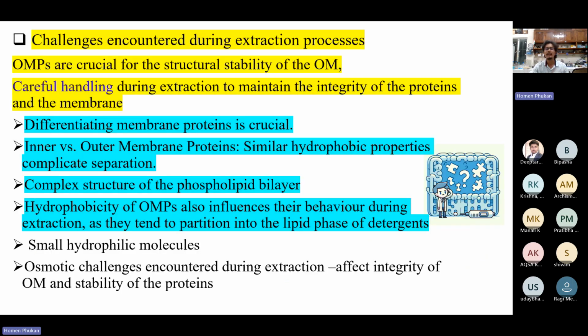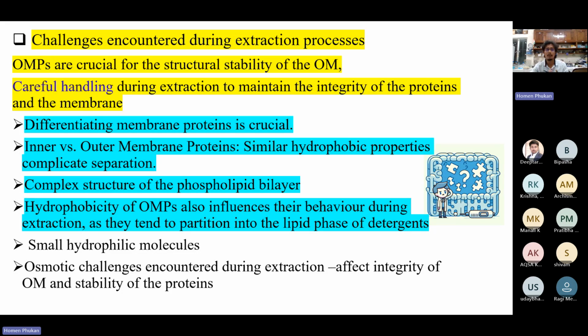Many scientists face challenges in extracting outer membrane proteins. Since outer membrane proteins are crucial for the structural stability of the outer membrane, great care is needed while extracting them, to maintain the protein's structural integrity as well as the membrane's. Problems come in differentiating the inner membrane from the outer membrane, because they have the same kind of hydrophobic properties. Sometimes the phospholipid bilayer makes complications.